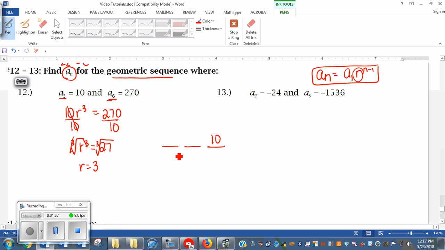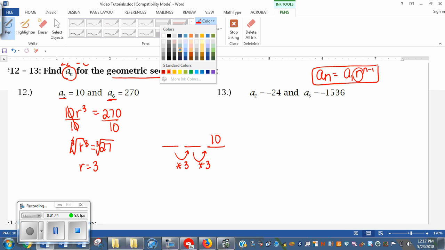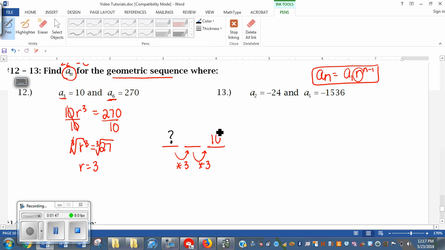Remember, what we're doing is we're multiplying by 3. So if I want to get the first term, which is this one right here, I want to do the opposite of multiplying by 3, which is dividing by 3. So here I'm going to have 10 over 3. If I divide by 3 again, I'm going to have 10 over 9. So that's one way of doing it. The nth rule of 10 over 9, where the ratio is 3.